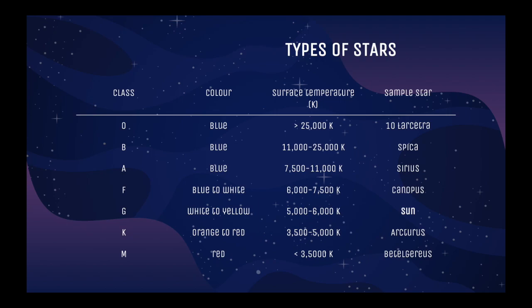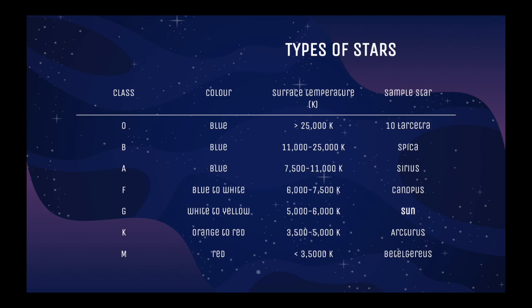Either in emission or absorption, they have a strong UV continuum. The B class star also has the same color, blue, but the surface temperature is around 11,000 to 25,000 Kelvin. An example is the Spica star. This star's main characteristic is the neutral helium lines in absorption.